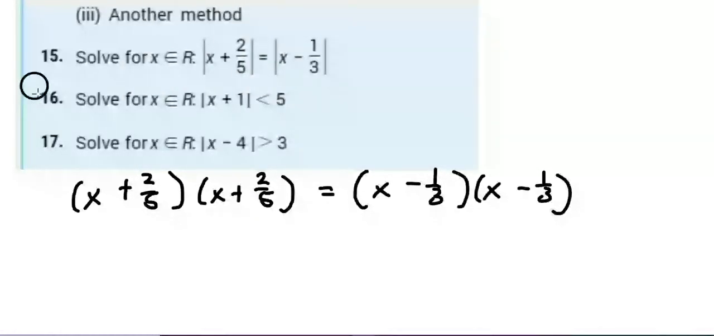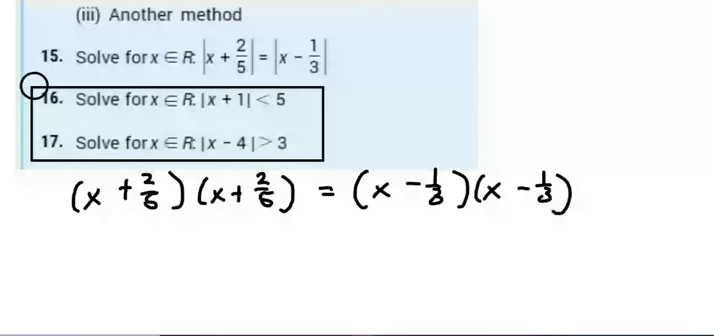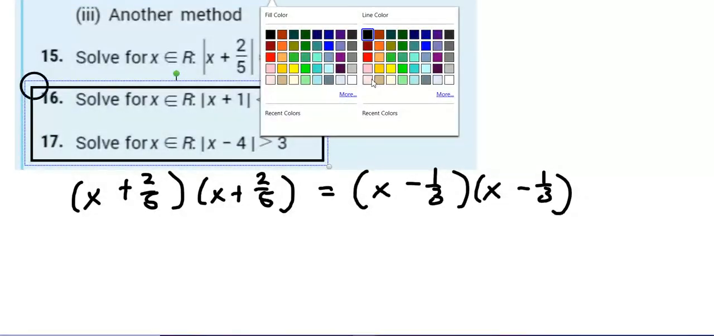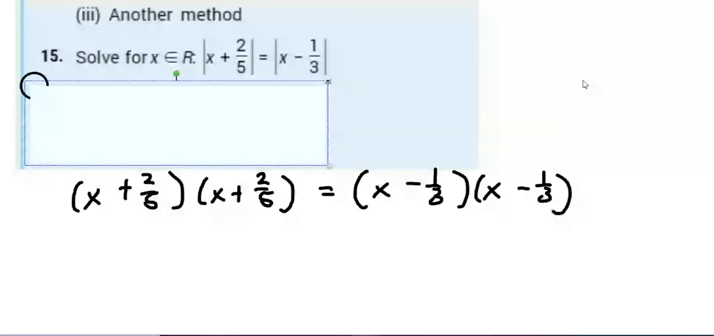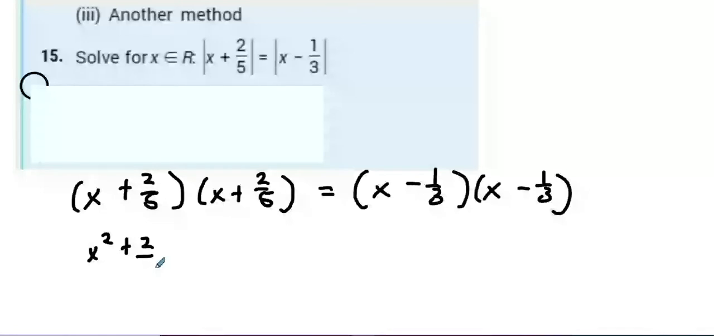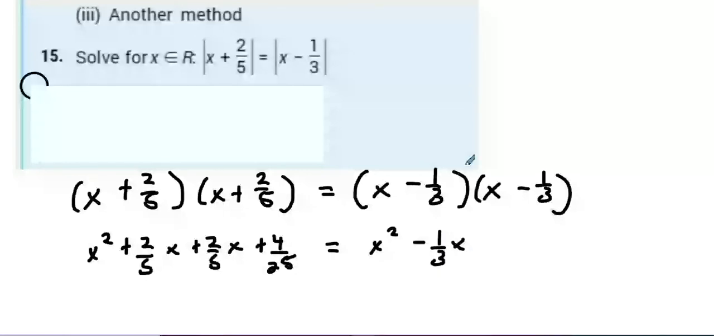What should happen next is when you square both sides, we get a quadratic on both sides. So it's going to be x squared, it's going to be 2 over 5x, it's going to be another 2 over 5x, it's going to be 4 over 25. And then it's going to be x squared minus 1/3 x, and then minus 1/3 x plus 1 over 9.